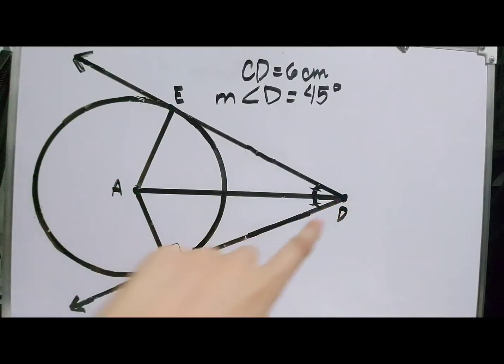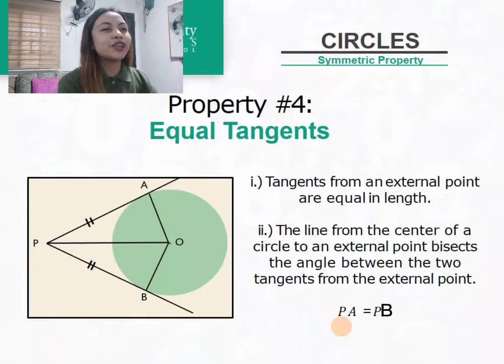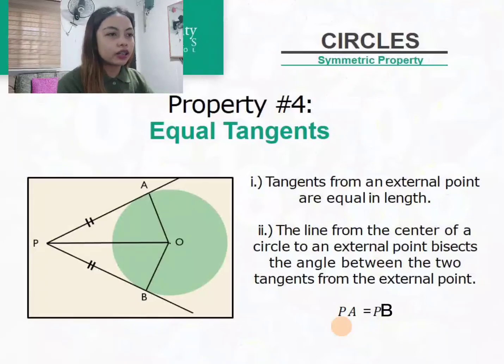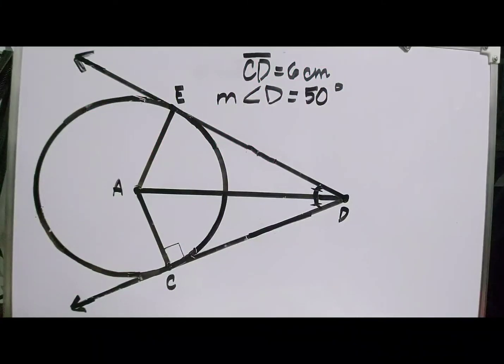perpendicular to this tangent. Property number 4, equal tangents. Tangents from an external point are equal in length. The line from the center of a circle to an external point bisects the angle between the two tangents from an external point. For example, in the same circle, we will determine the measure of line segment ED given that line segment CD is equal to 6 cm.